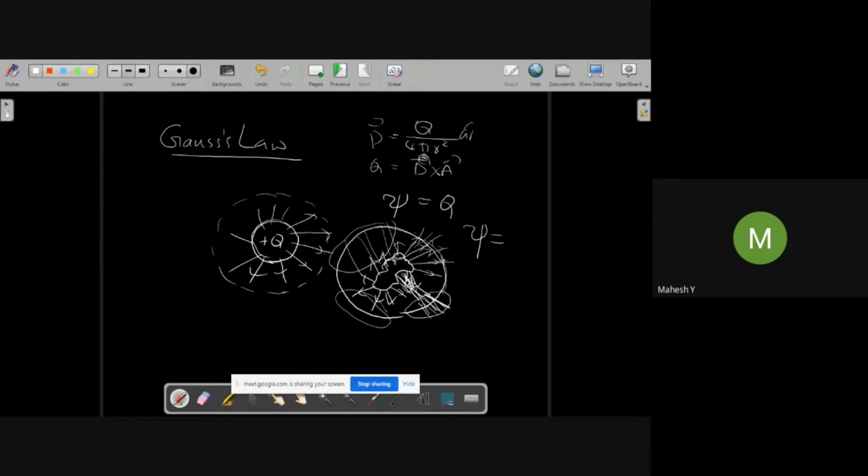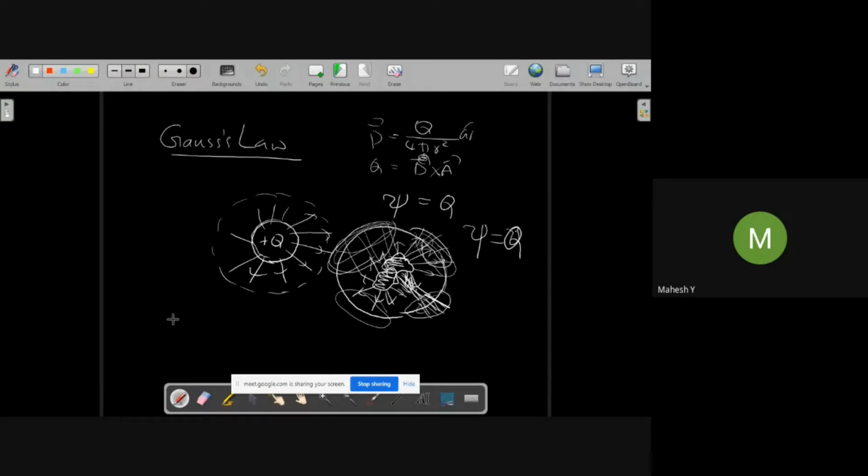So for this irregular shape also, the flux density may differ in some region or other. Density means how close they are kept, right? Here it is closer, so more dense. Here it is less dense, and here the density is very low. But if you add all those fluxes, it is due to the charge Q only, right? So I can say that psi is equal to Q.